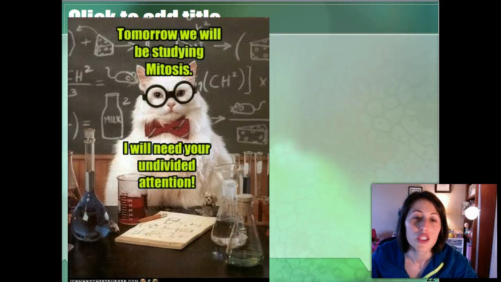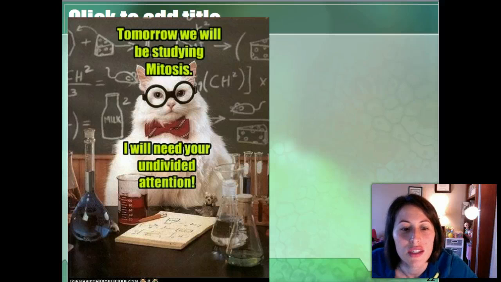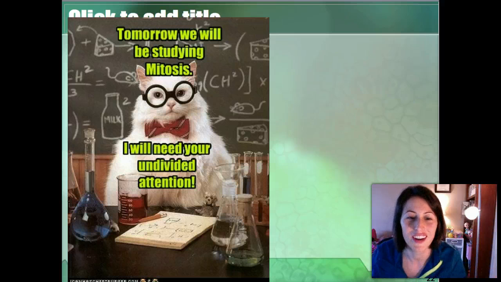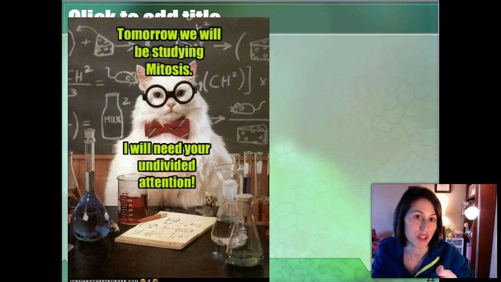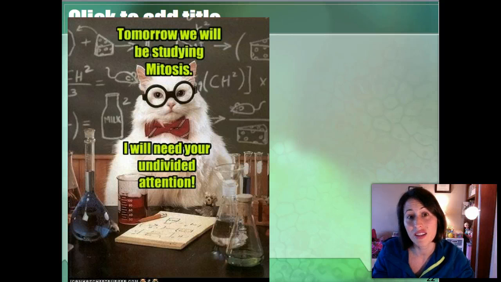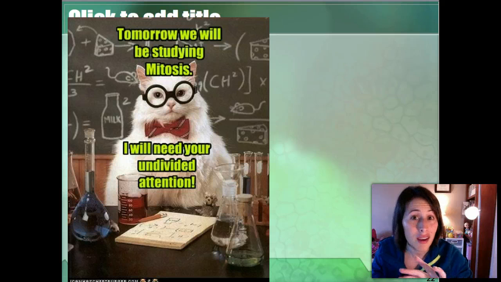All right, so tomorrow we are going to be studying mitosis. I will need your undivided attention. We really will be talking about mitosis in the next video though, so hopefully you understand the vocabulary. If you don't, please go back and make sure that you understand the difference between a haploid cell and a diploid cell, that you understand the difference between a somatic cell and a gamete cell, and that you understand the difference between chromatin, chromatids, and chromosomes, because those are all really important vocab words that we will use for the rest of this unit. All right?